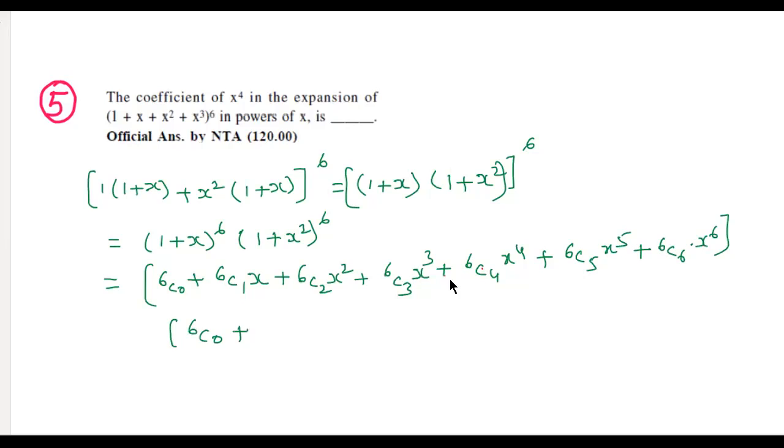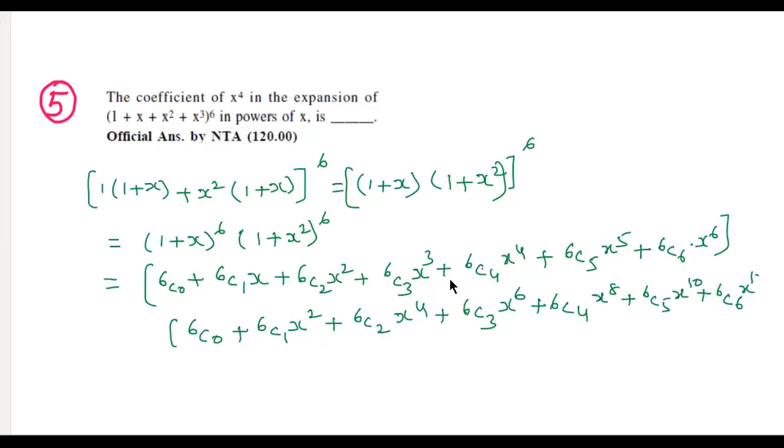6C0 plus 6C1 into x square plus 6C2 into x square whole square, x power 4. 6C3 into x square whole cube, that is x power 6. 6C4, x square whole power 4 means that is x power 8. 6C5, x power 10. 6C6, x power 12. This is the expansion. Now we need to find the coefficient of x power 4.